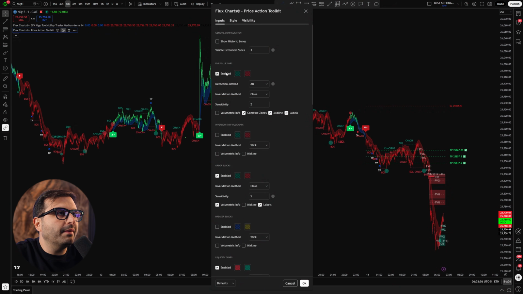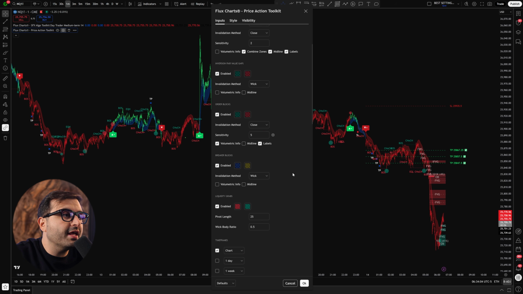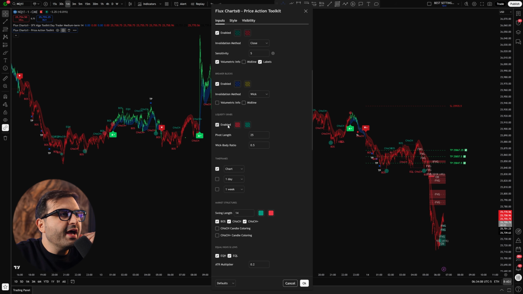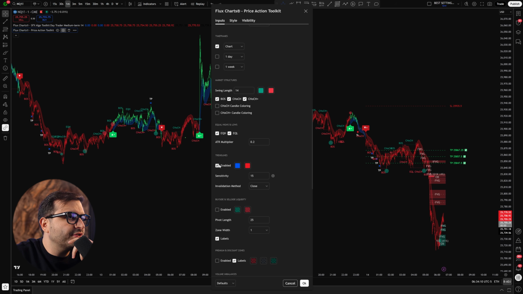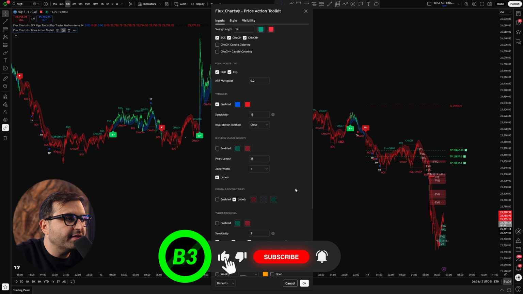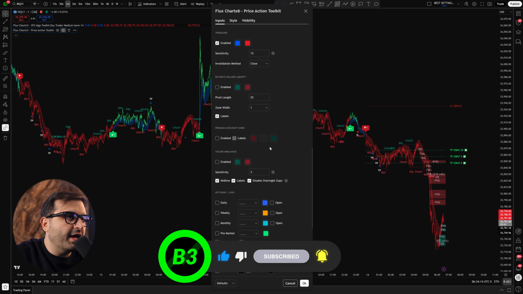So the fair value gaps, I highly suggest you enable. Inversion fair value gaps, I highly suggest you enable. Order blocks enabled. The breaker blocks enabled. Liquidity grabs, you don't have to. For the demonstration, trend lines, you can use it. Premium discount zones, you don't have to use it.